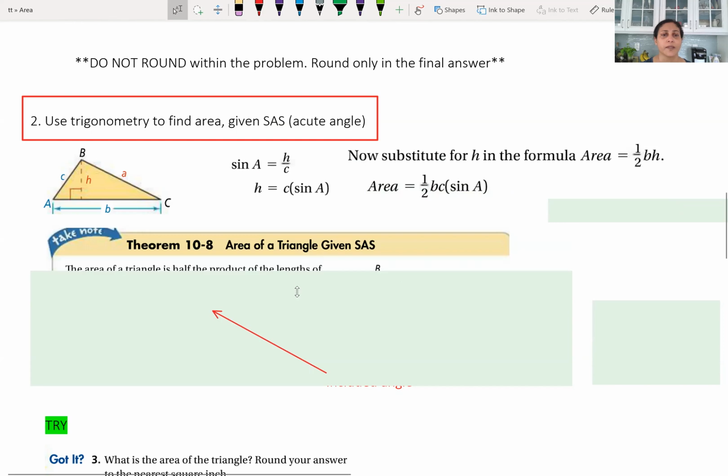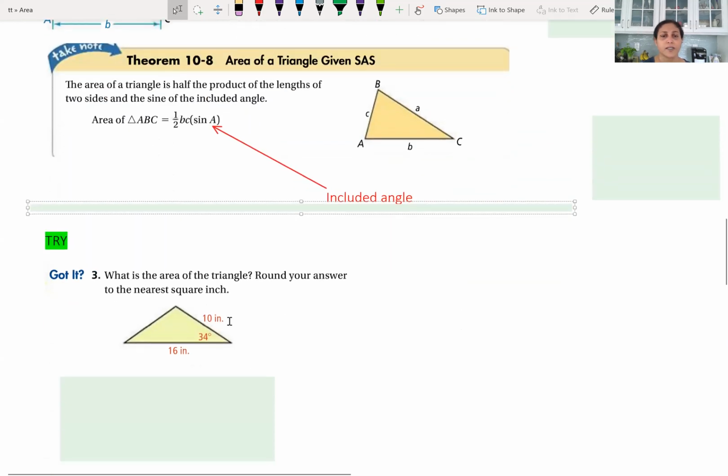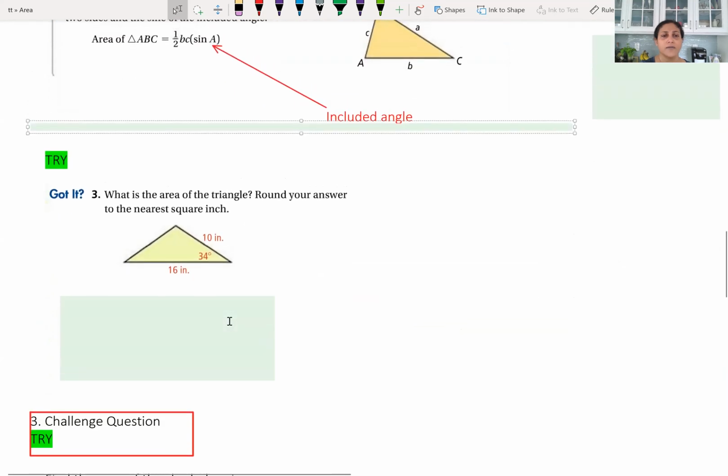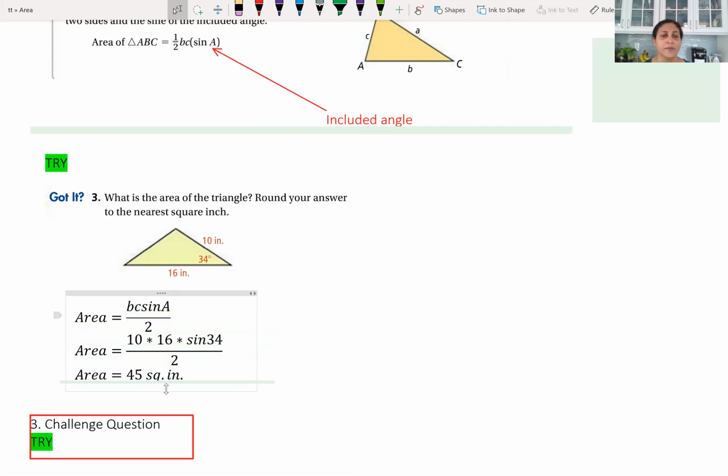So you can write down the little theorem. Make sure you know that the angle that they're referring to is the included angle. So angle A is between sides B and C. So the straightforward question is very easy. All you have to do is use the formula, and that gives you your answer. Remember to give me a whole number answer.